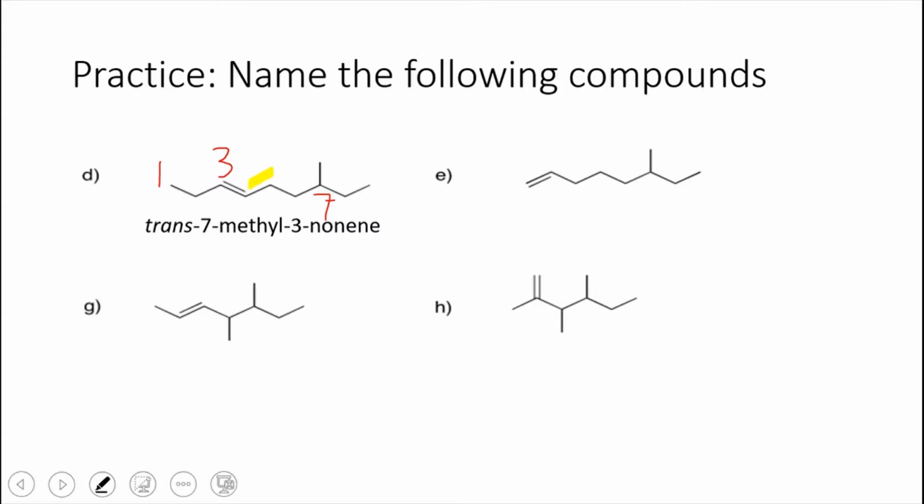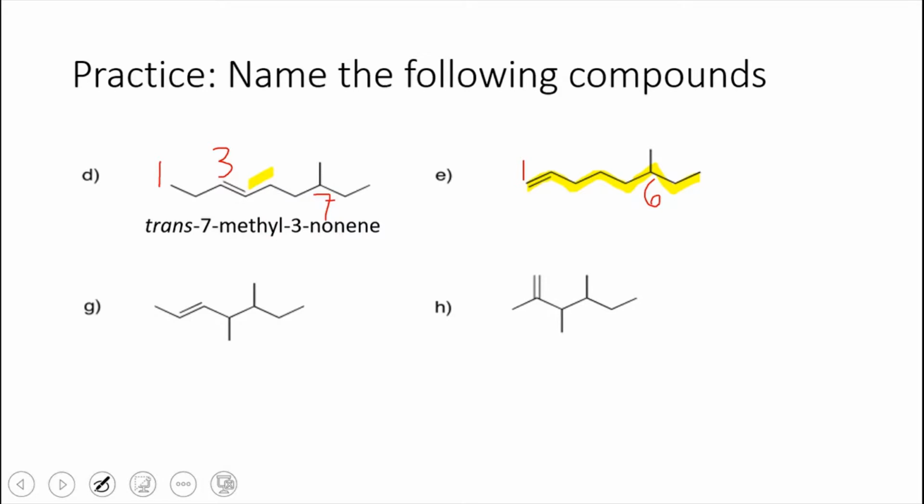Let's look at structure E. Again, let's begin by tracing the number of carbons, including where the double bond is. So we have 1, 2, 3, 4, 5, 6, 7, 8. That means that our parent structure is octene. We have to make sure we give the double bond a specific number. So that's going to be at carbon number 1, which means that now our substituent is going to be at position number 6.